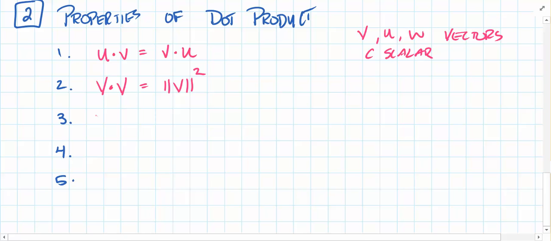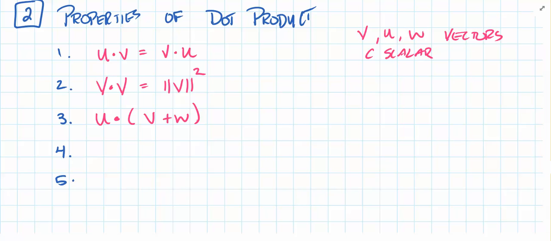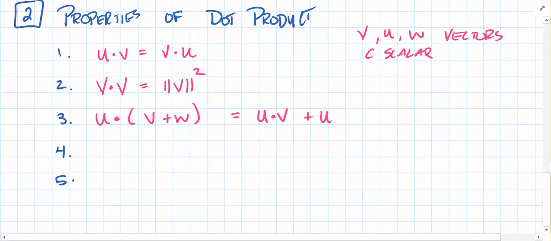Third one, let's say I have u dotted with the sum of v plus w. So I'm going to add two vectors together and then take the dot product. That's what that says. Well, it's the same thing as taking u dot v plus u dot w. So what property does that represent? Yeah, the distributive property. It also works for vectors.